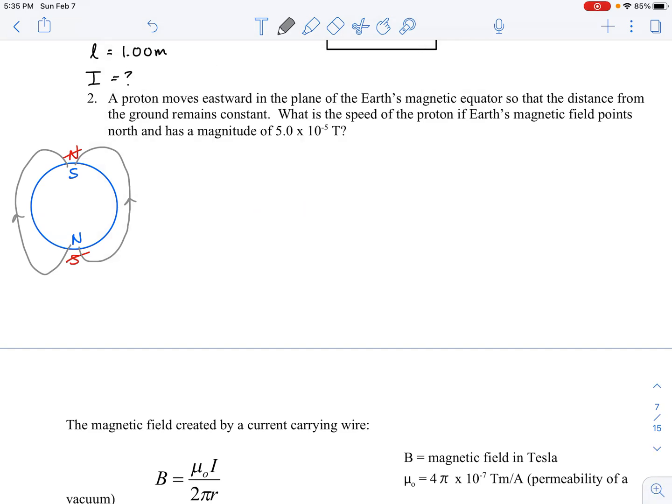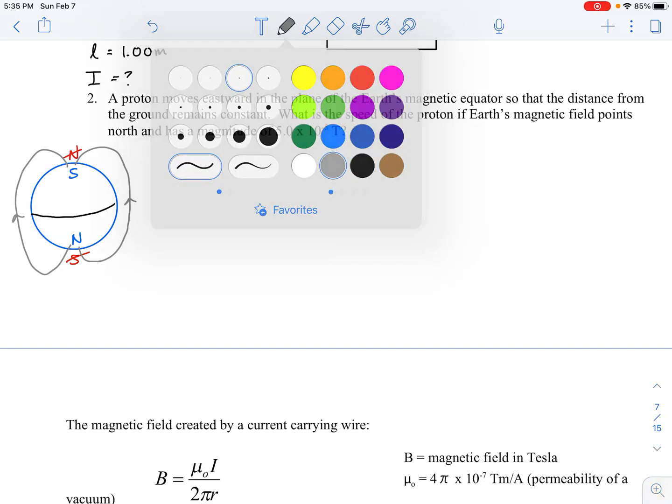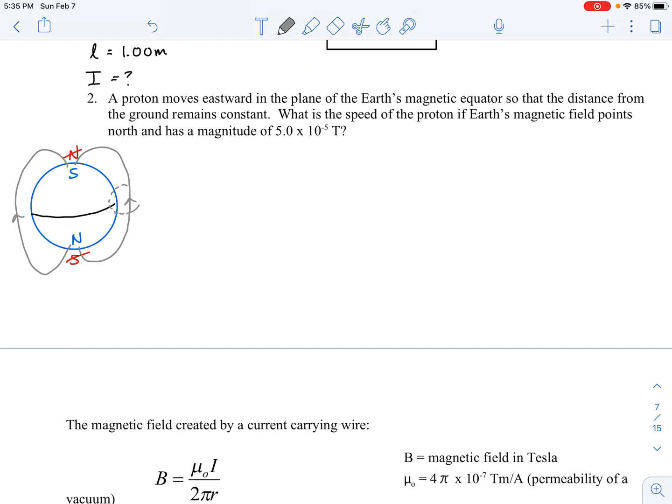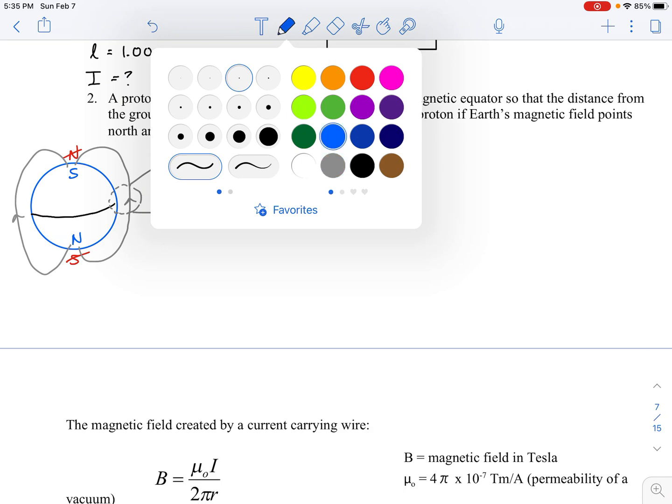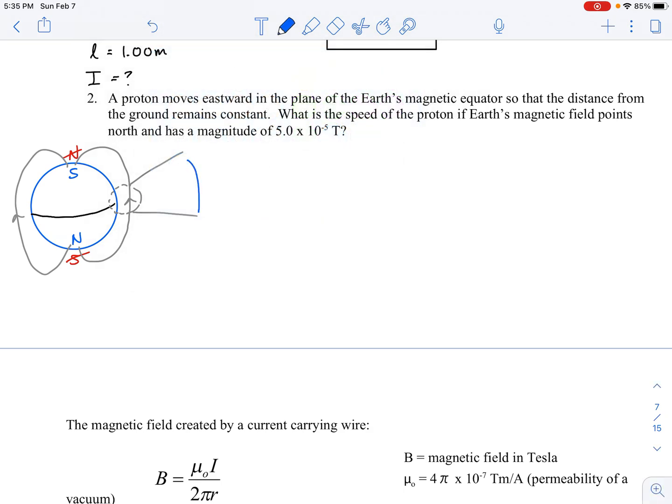And the equator is right in the middle of the Earth. Okay, so we're at the equator where, if I could zoom in, that magnetic field is basically parallel to the ground.